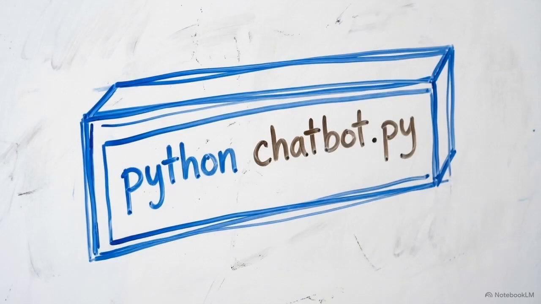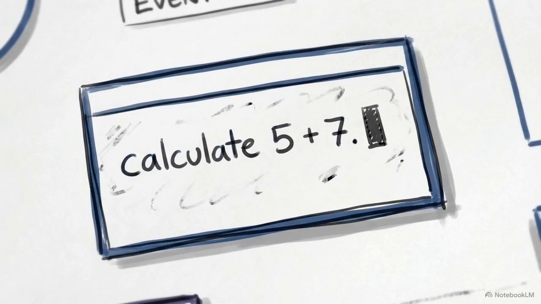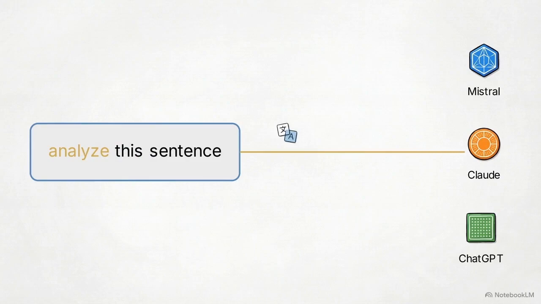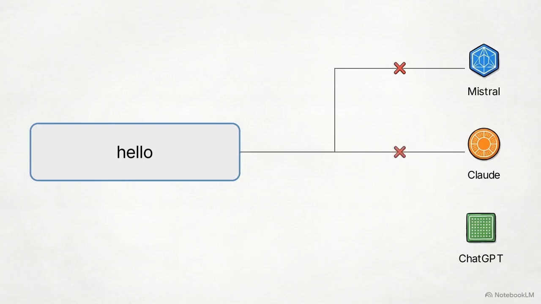To test the system, open your terminal and run python chatbot.py to launch the live interface. We can verify the routing by typing calculate 5 plus 7. The script identifies the keyword and hands the task to Mistral. Next, try analyze this sentence. The router detects the language-based keyword and delegates the processing to Claude. Finally, a generic greeting like hello will bypass the specific keyword checks and trigger the ChatGPT fallback.